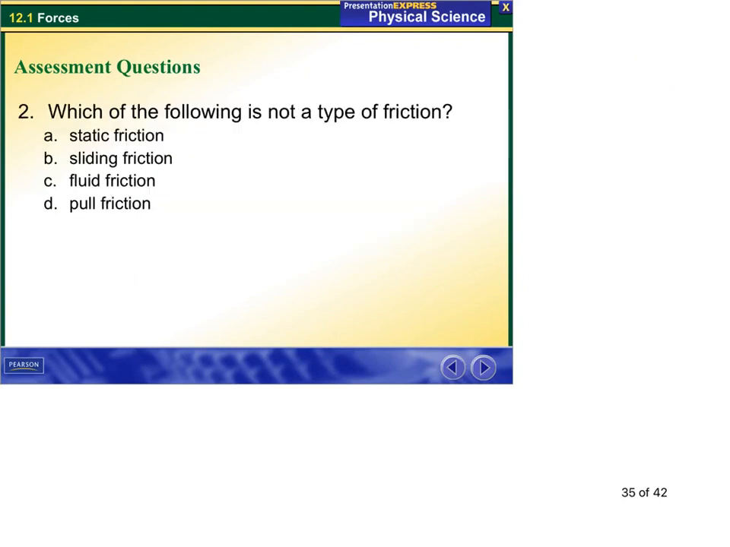Which of the following is not a type of friction? If you miss these, make sure you listen to my explanation. If you got it right, you can kind of skip on through my explanation. There is no pole friction. We have static, sliding, fluid friction, but no pole friction. The other type was rolling friction.